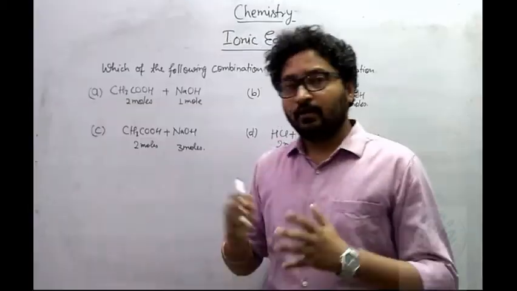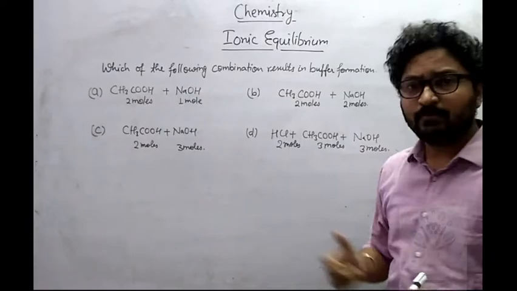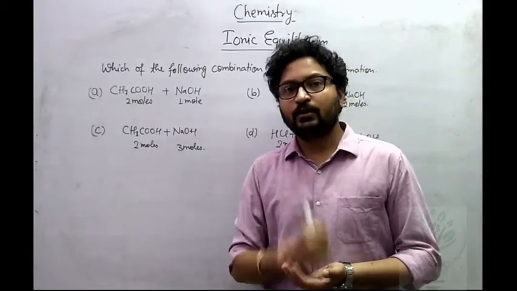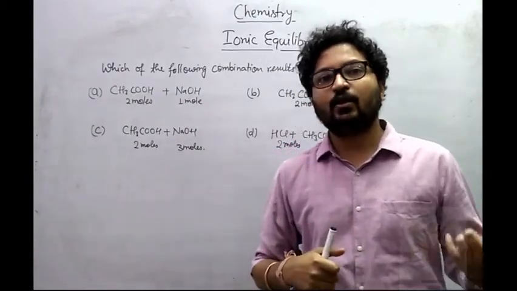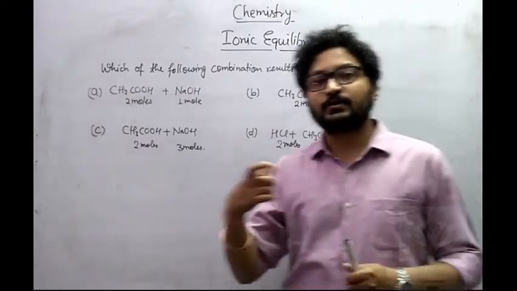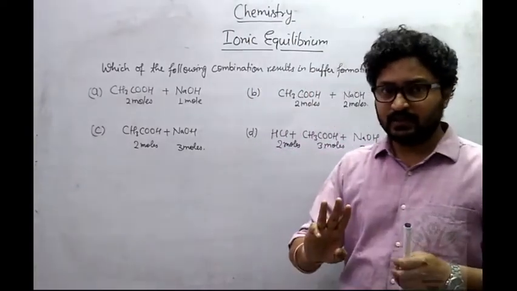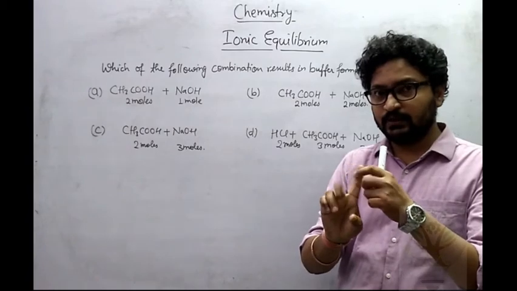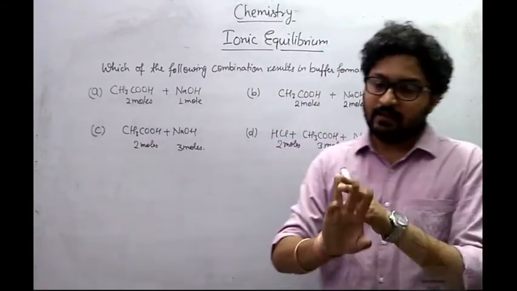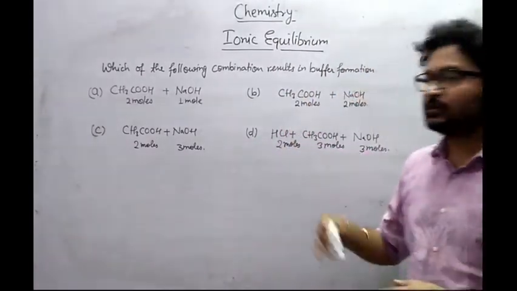Good. Let's move forward. Now let's see a small problem. Here they are asking which of the following combinations will result in buffer formation. Now, you must remember one thing. In order to form a buffer, you should have a weak acid along with its salt, or a weak base along with its salt. Also, you can have a salt formed by weak acid and weak base. If either of these three conditions holds, weak acid with salt, weak base with salt, or a salt formed by weak base and weak acid, that means you have a buffer. Remember this. Now there are four options. I will solve one for you.